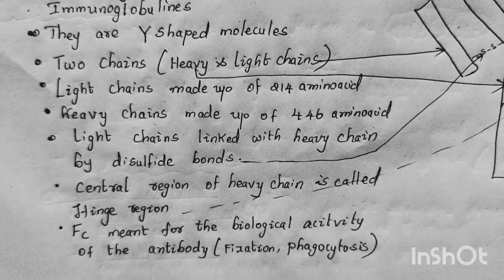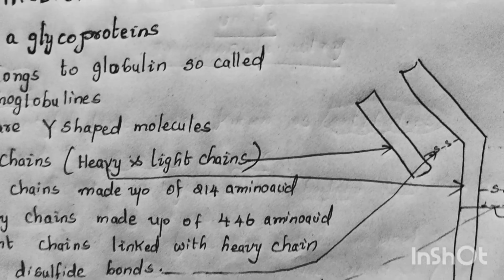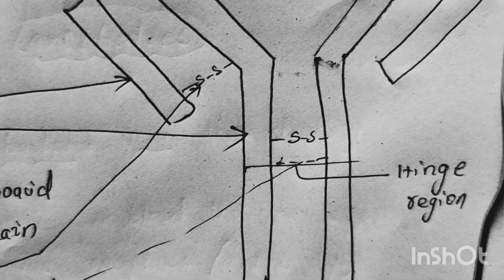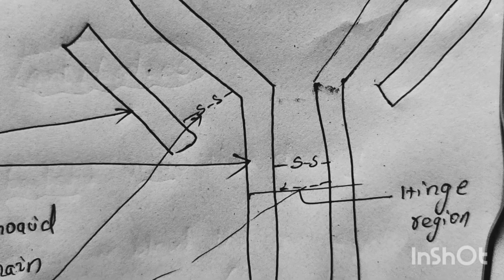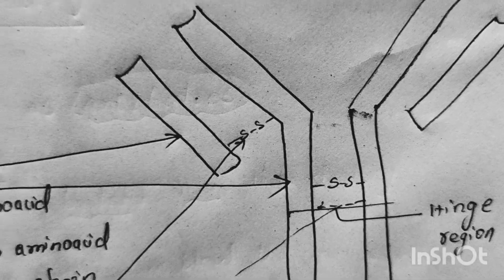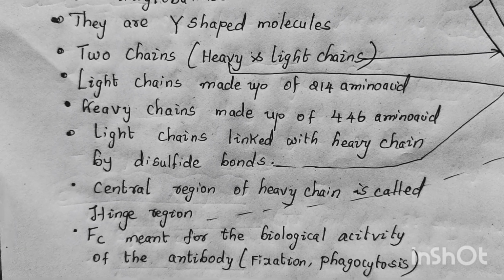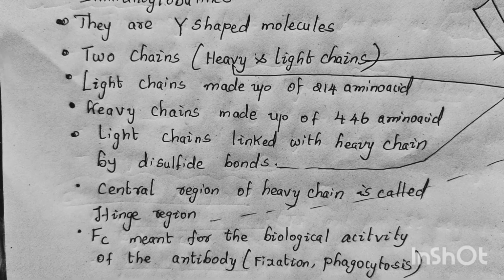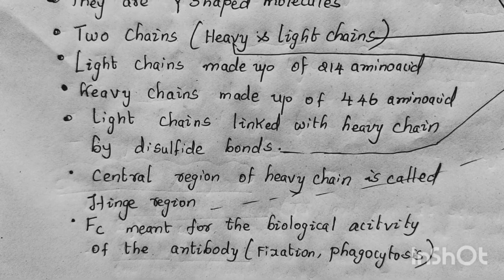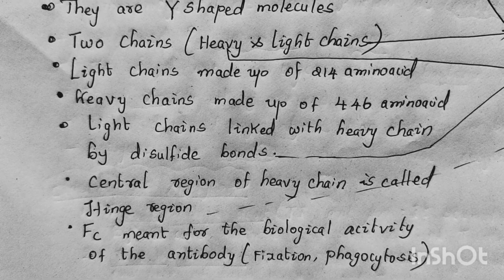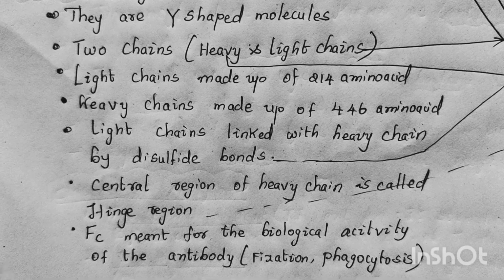And another one is the central region of the heavy chain. You can see the hinge region. This hinge region joins both the central regions of the heavy chains. Then you have Fc. The Fc is meant for the biological activity of the antibody. So what will it do? Complement fixation and phagocytosis. What do you mean by phagocytosis? It is killing, engulfing the bacteria when they enter inside the body.